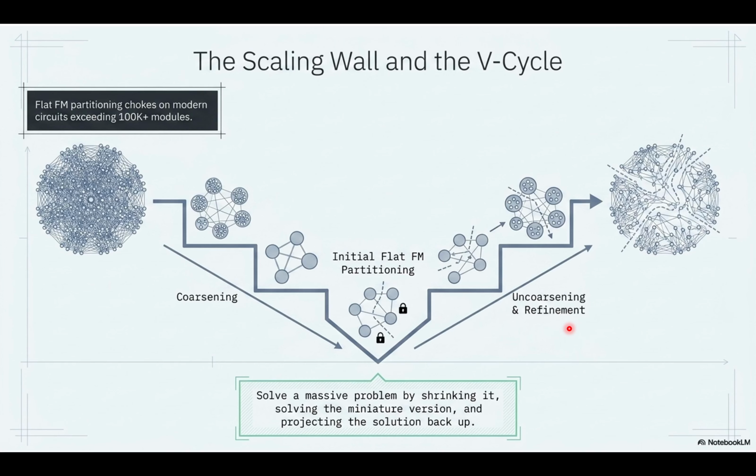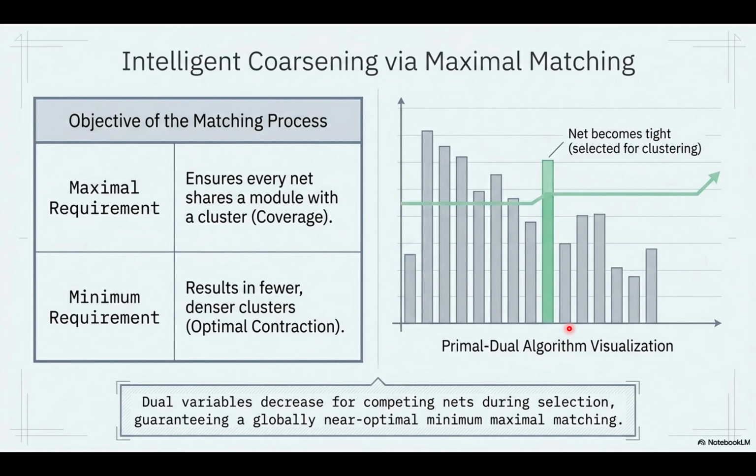But wait, the efficacy of that entire pipeline depends entirely on how you define a dense cluster, doesn't it? 100%. Because if you group the wrong modules together during the coarsen phase, you accidentally hide critical crossing wires inside a supernode, and the partitioner will literally never see them. Which would ruin the partition. Right. Now, the sources state the clustering is achieved through coarsening via matching, specifically looking for, let me get this right, a minimum maximal matching.